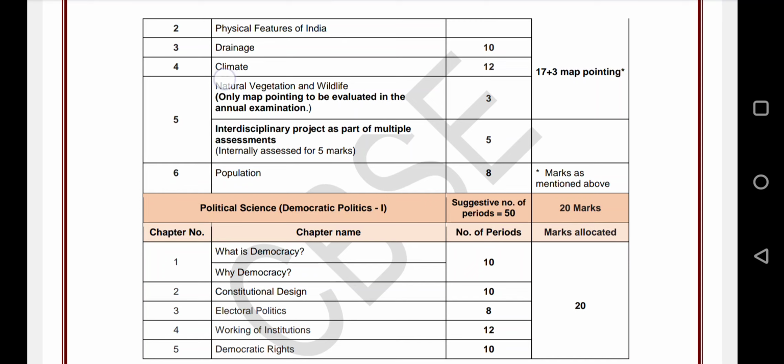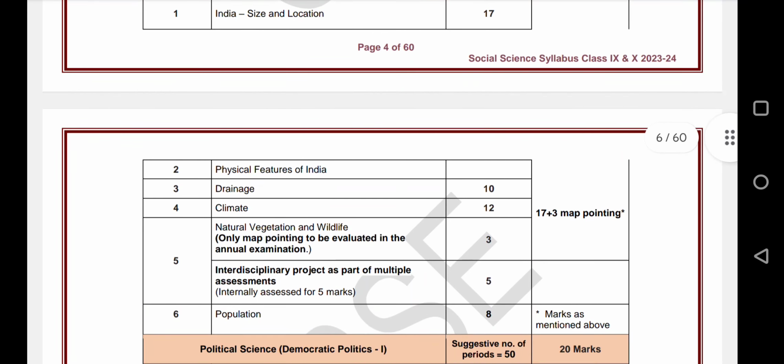Okay, so when we see the bifurcation of marks here, you have 5 chapters for your theoretical part, and 3 marks will be map pointing, which is going to be from all the chapters, but mainly it is saying from this natural vegetation and wildlife. So from here you have to learn only map, and from other chapters also you have to learn map, the list is given in later slides or pages. Okay, let's see that.